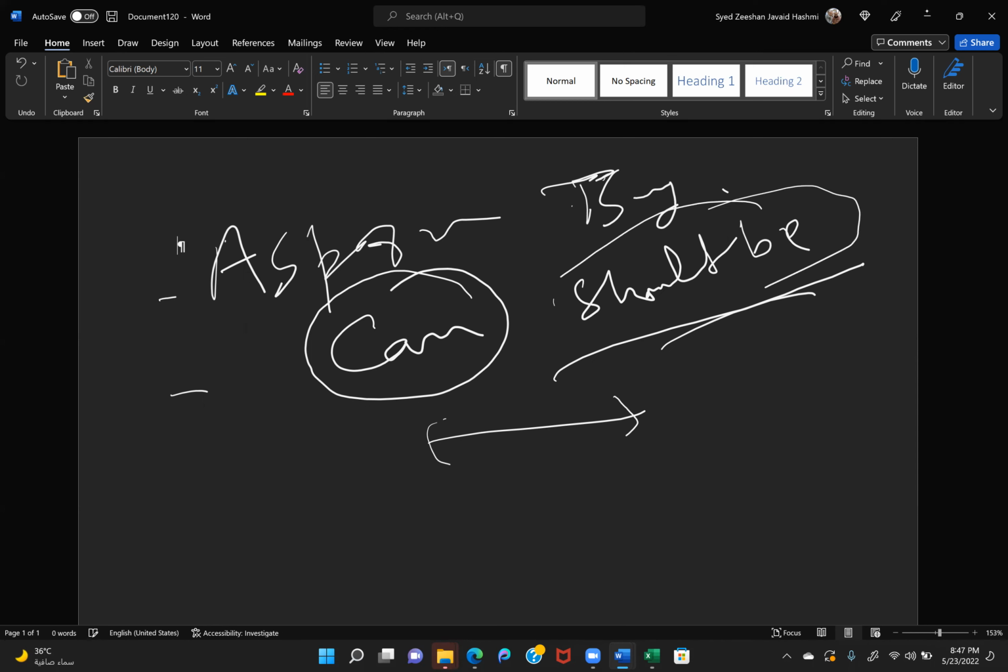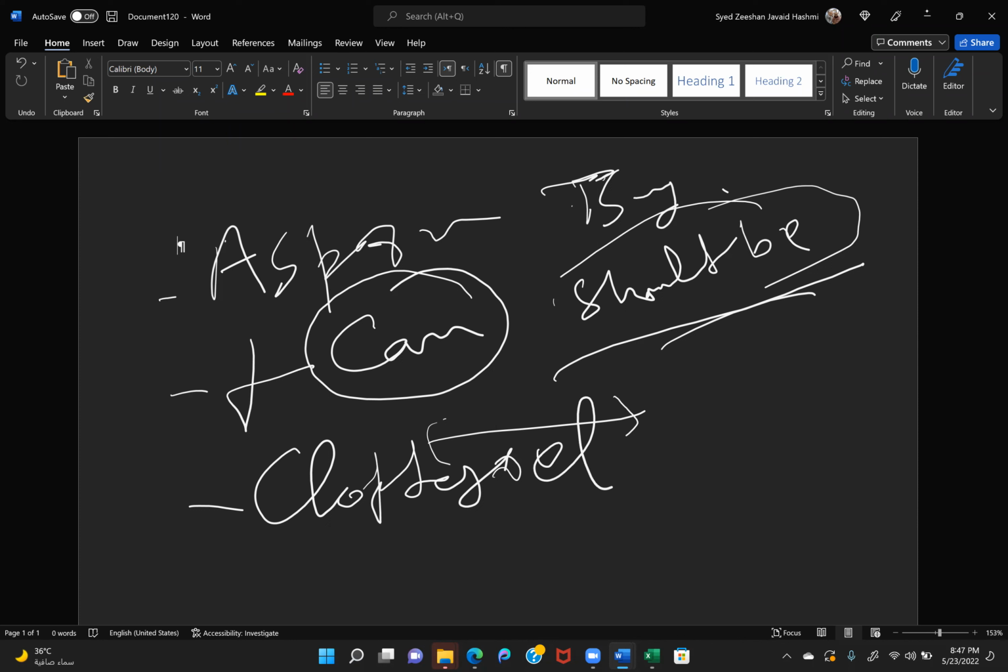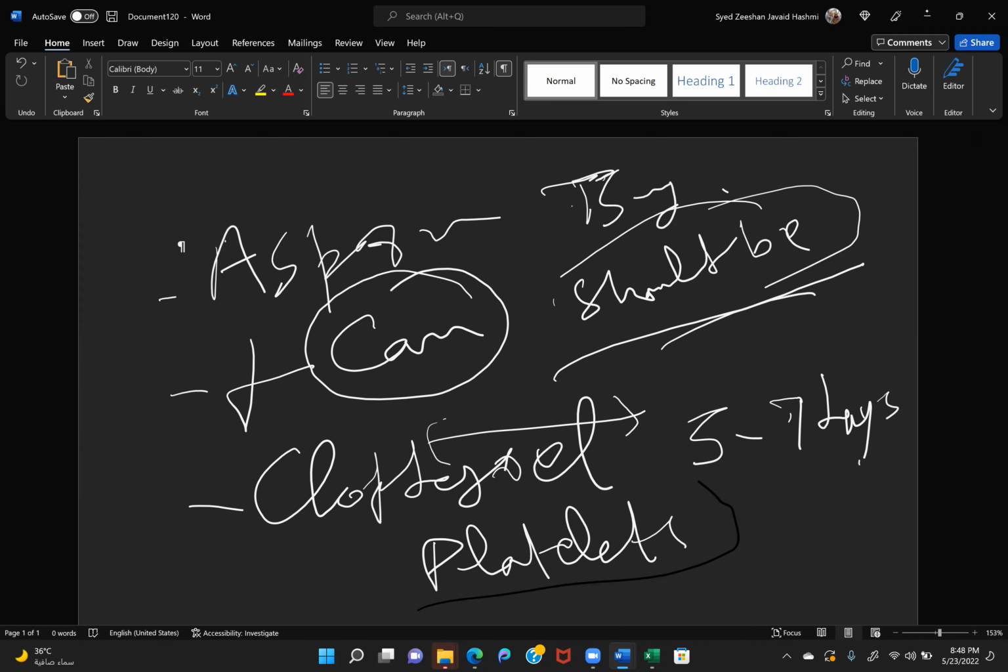Then what about clopidogrel or dual antiplatelet therapy? 5 to 7 days. And why do we need to stop it for 5 to 7 days? They are irreversible, and the life of platelets is also 5 to 7 days. That's when new platelets will appear.